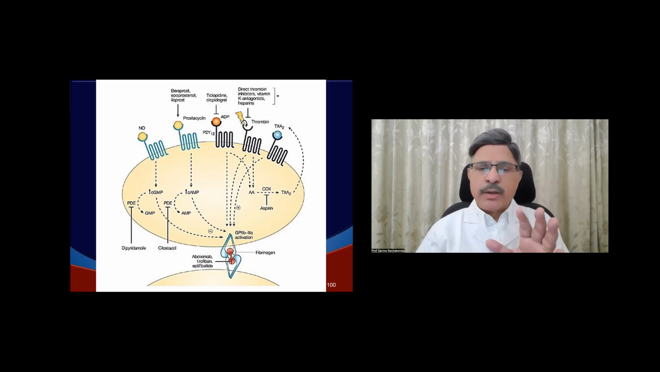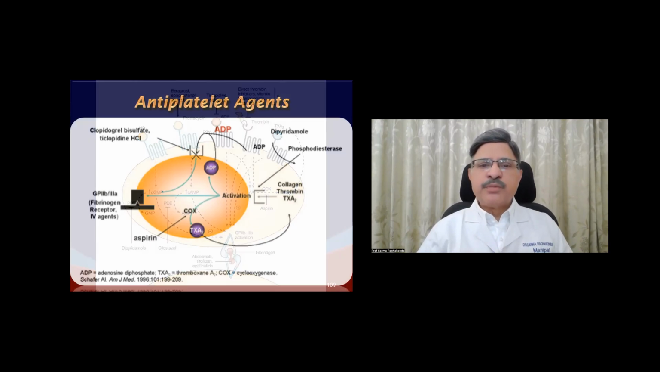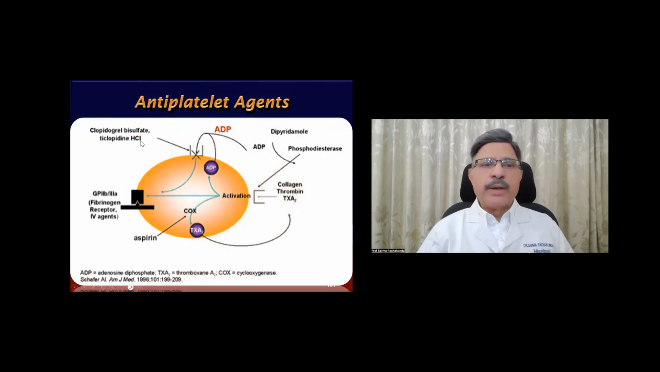This one diagram summarizes the mechanism of action of various antiplatelet agents. Of course, not fibrinolytic agents; fibrinolytic agents come separately. Okay. Now, you see clopidogrel bisulfate and ticlopidine, they act on the ADP receptors. GP2B3A blockers act on the fibrinogen to fibrin conversion, that is the fibrinogen receptors.